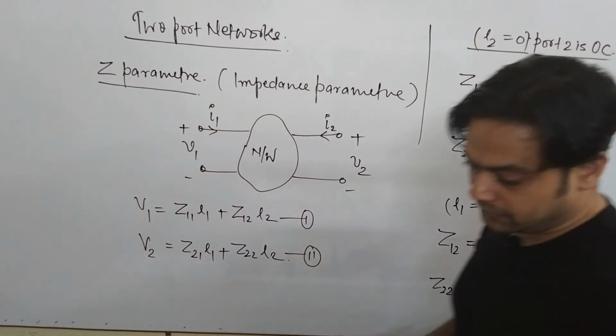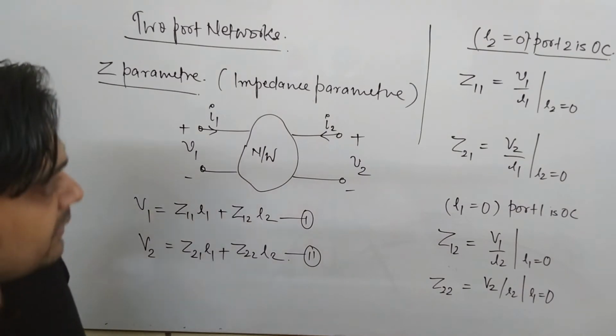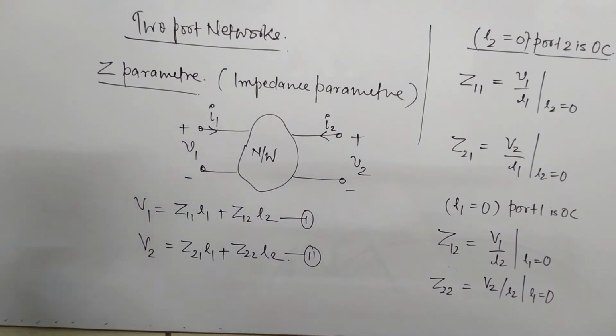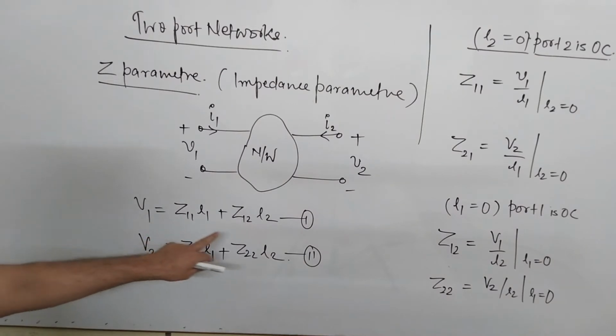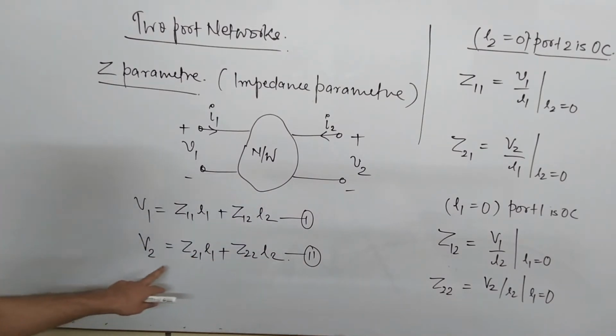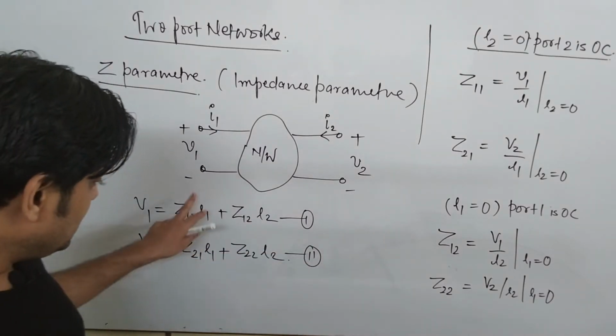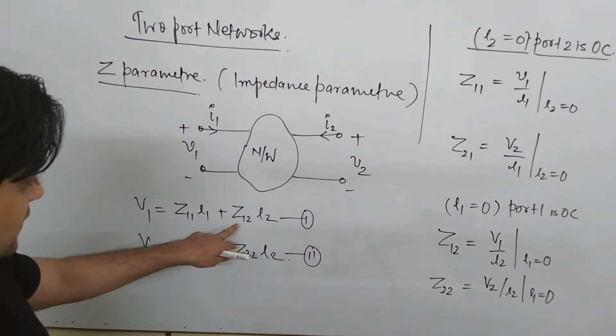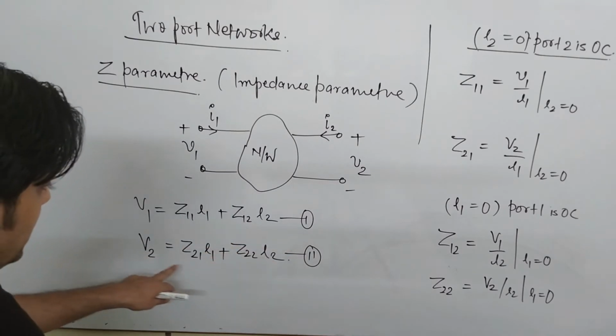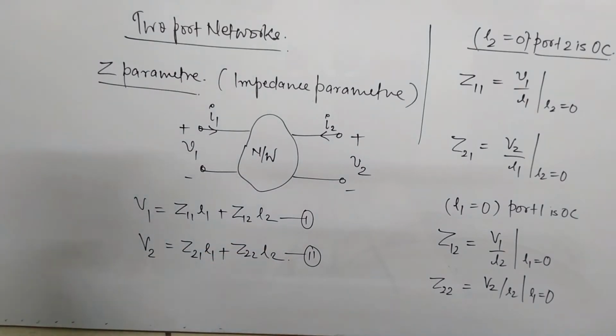So like that we have found all the four parameters, that is Z11, Z21, Z12, Z22. Z11 is V1 by I1 for I2 is equal to 0. Similarly Z21 is V2 by I1, when I2 is 0. Your Z12 is V1 by I2 and Z22 is V2 by I2 for I1 is equal to 0. Very important thing.